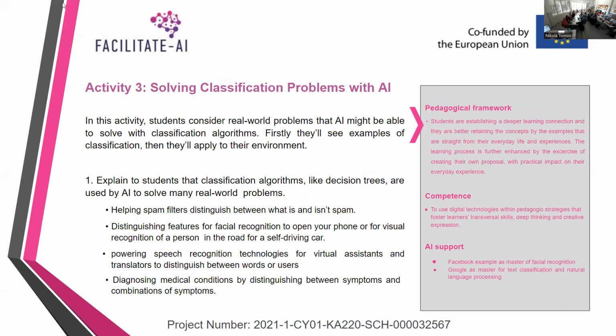Then we'll go fast because I think we have a solid classification problem with AI. In this activity, students consider a real problem that AI might be able to solve with classification algorithms. They will see examples of classifications and they will apply them to their environment. They will understand that classification algorithms like the decision tree are used by AI to solve real-world problems.